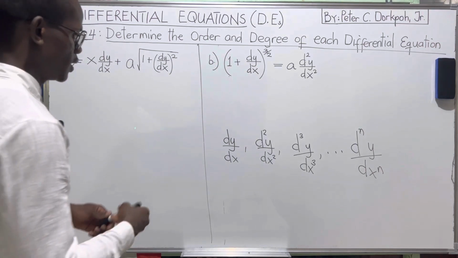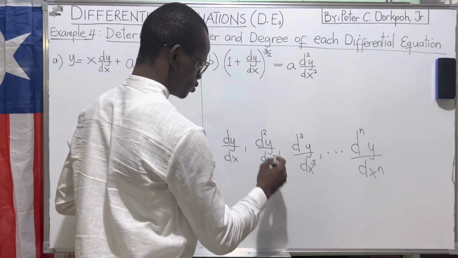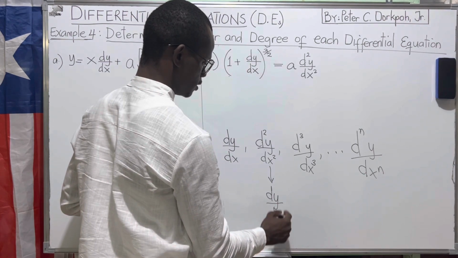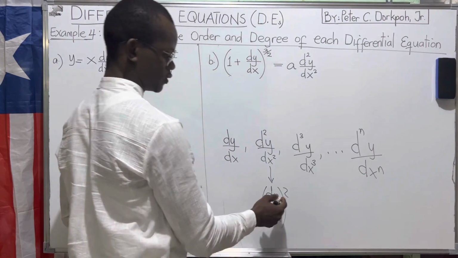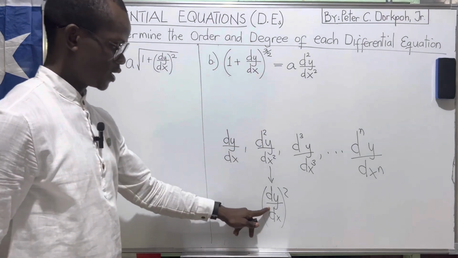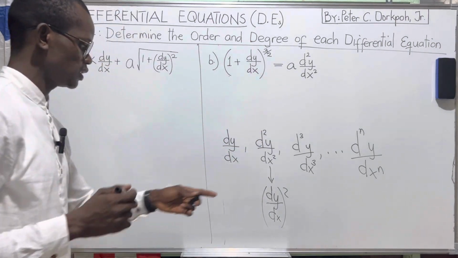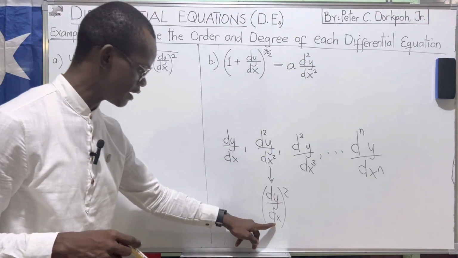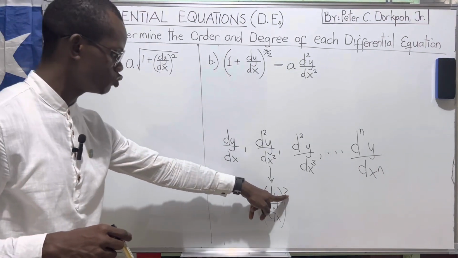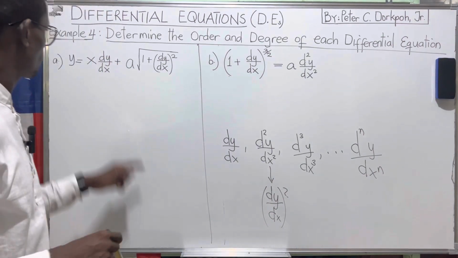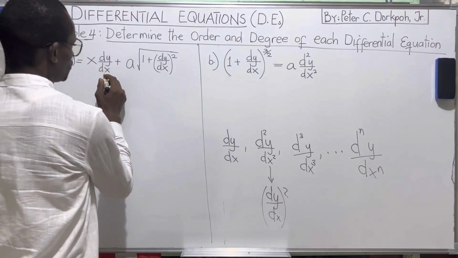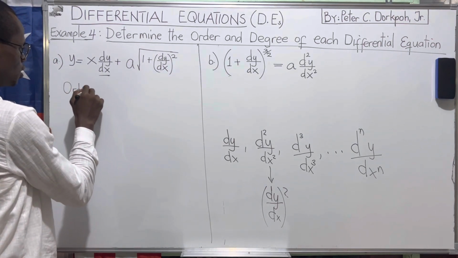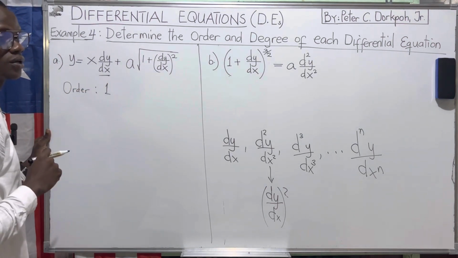So this is not equal to dy by dx all squared. No, this doesn't mean the second derivative. This is the first derivative, but it's raised to the second power. So it means you have the degree to be 2 and the order to be 1. So the highest derivative here is just 1, meaning our order is just 1. That's the order.